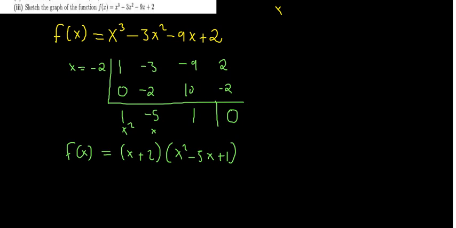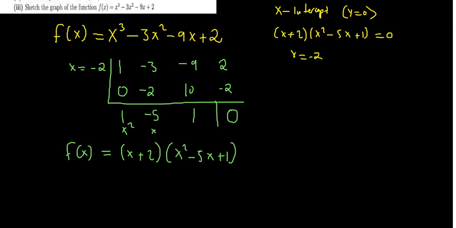How do you find x-intercepts? X-intercepts happen when y is equal to 0. So we'll say x plus 2 and then x squared minus 5x plus 1 is equal to 0. This one, if we equate to 0, we're going to find that x is equal to negative 2, or x squared minus 5x plus 1 is equal to 0. So we need now to solve that one using the quadratic formula because we can't factorize it.